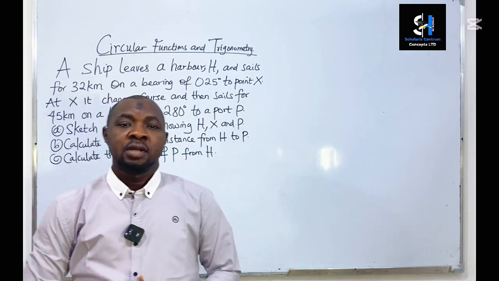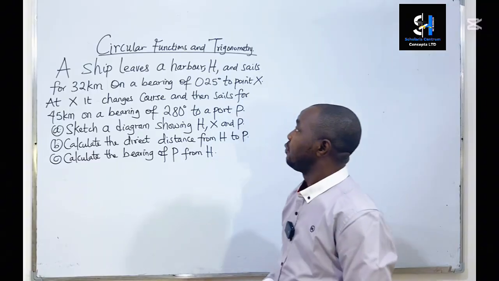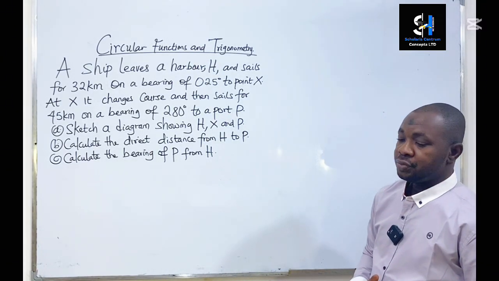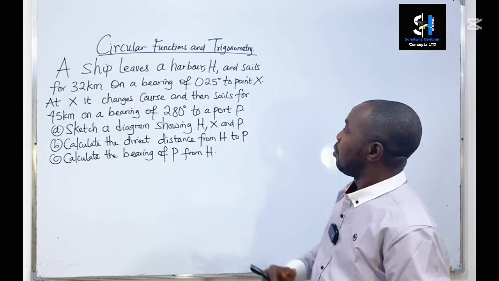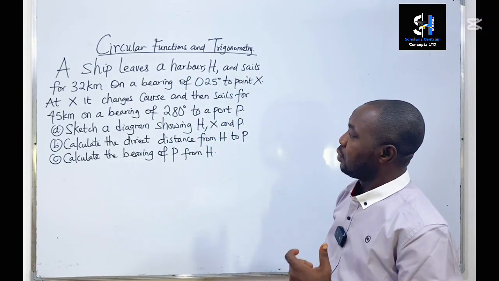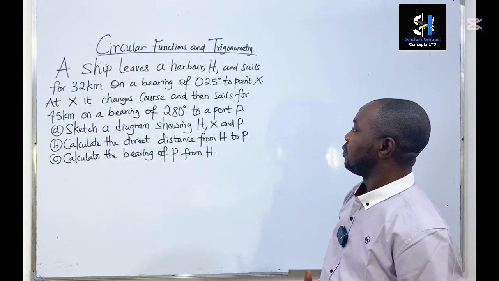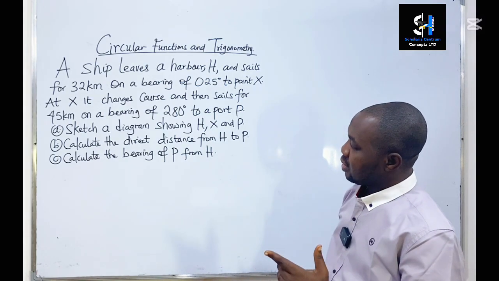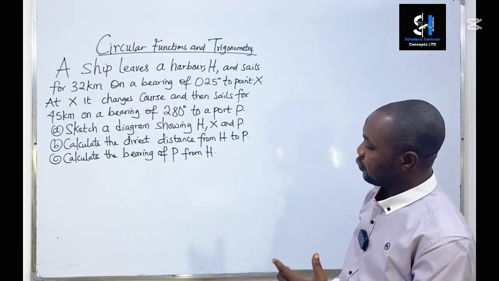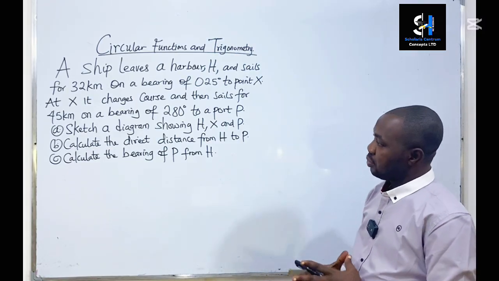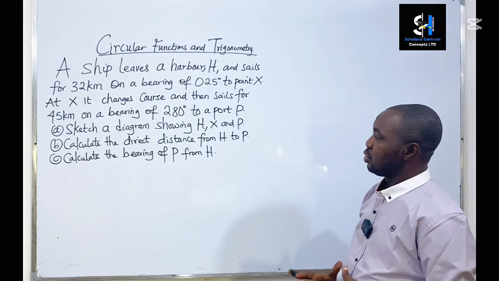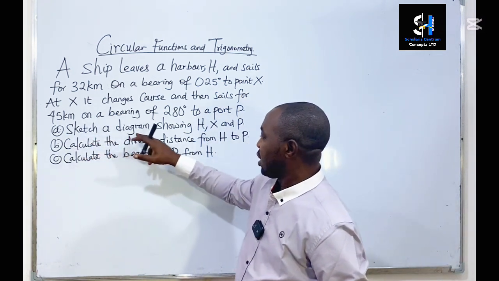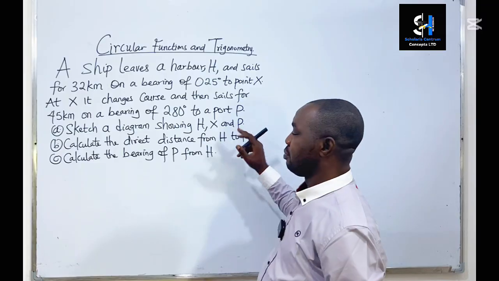Hello viewers, another question on circular functions and trigonometry, lesson 3. The question reads: a ship leaves a harbor H and sails for 32 kilometers on a bearing of 25 degrees to point X. At X, it changes course and then sails for 45 kilometers on a bearing of 280 degrees to a port P. Now, the first question is for us to sketch a diagram showing H, X, and P.